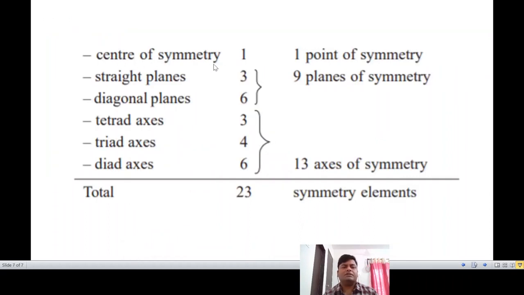So basically the center of symmetry is 1, then the rectangular planes and diagonal planes of symmetry together are 9. Then the tetrad axes are 3, triad axes are 4, and diad axes are 6. So totally 13 axes of symmetry, 9 planes of symmetry, and 1 point of symmetry are there. So totally 23 symmetry elements are there in a cubic crystal system. This is about the symmetry elements in a cubic crystal system.